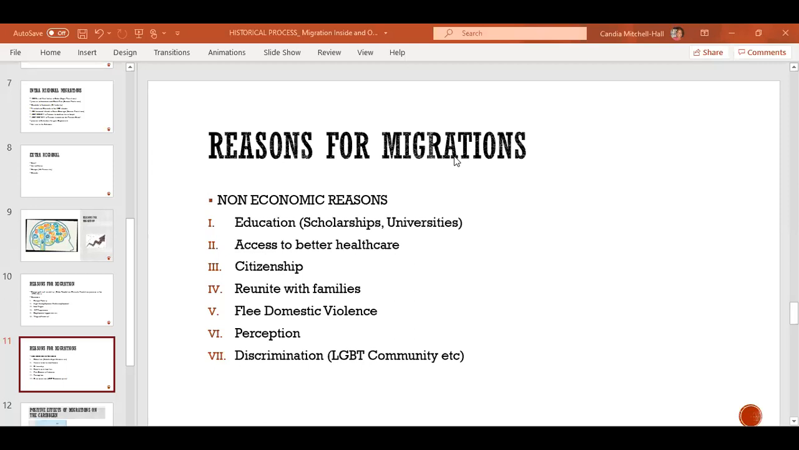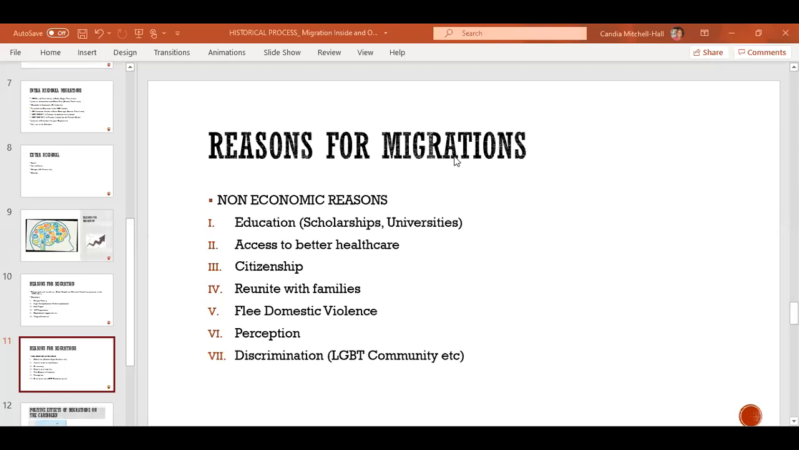Another reason why people migrate is to flee discrimination. So for example, people in the LGBT community cannot live their life without some form of problem or hindrance. They always face discrimination in their country, especially persons from the gay communities. And so they migrate and they leave.